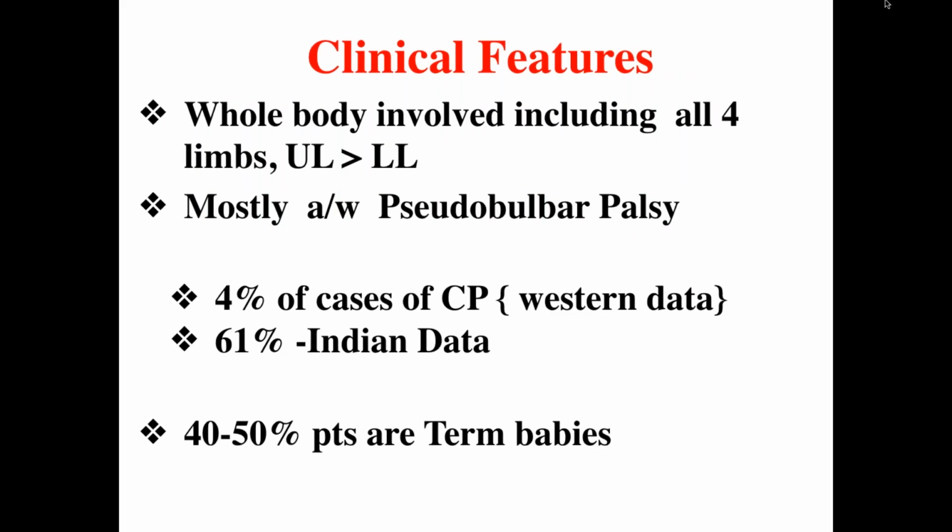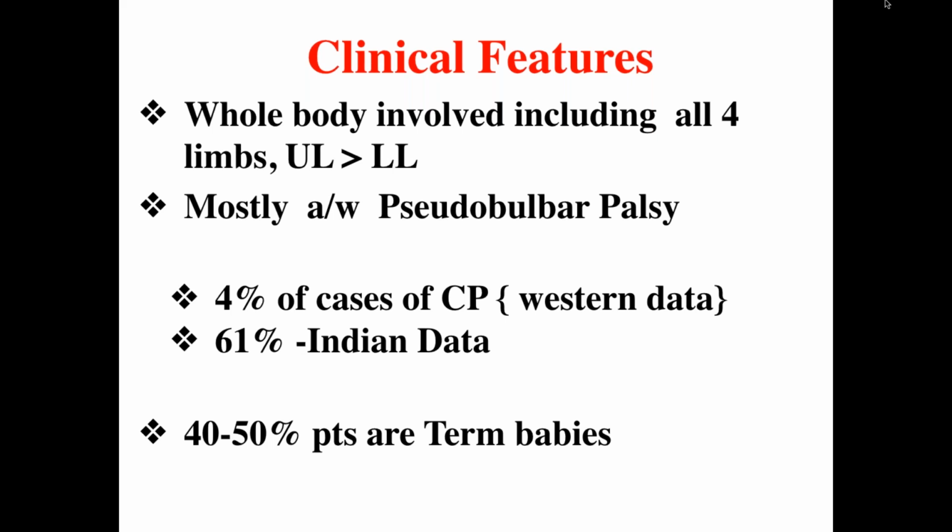Therein, involvement of the whole body is there and is usually secondary to birth asphyxia, whereas there is global asphyxia. And because there is whole body involvement, the upper limb and lower limb are almost similarly or equally involved. And because there is involvement of the corticospinal tract and other areas diffusely, they mostly have associated pseudobulbar palsy.